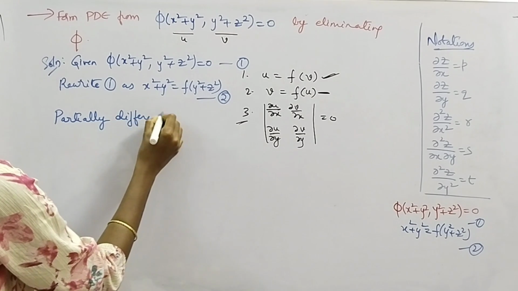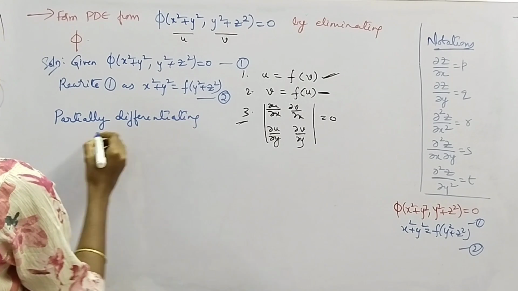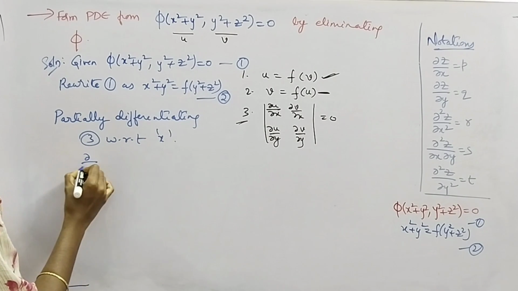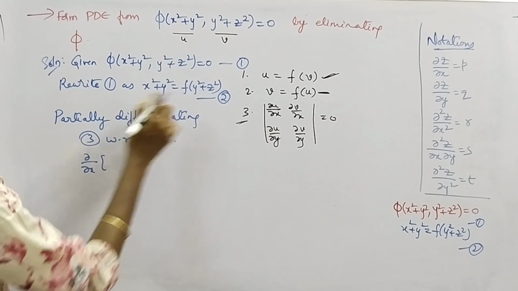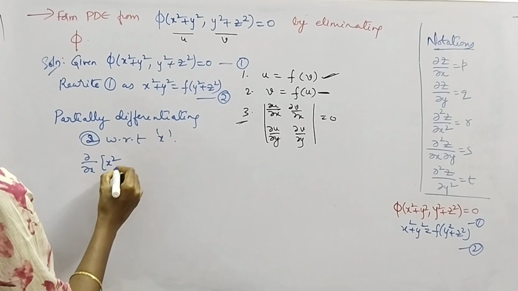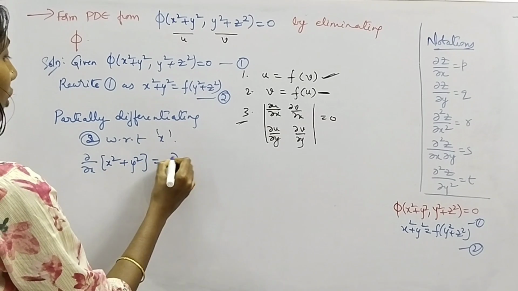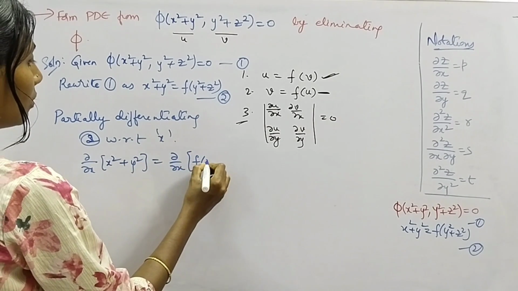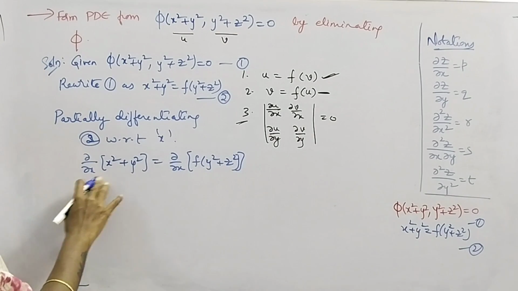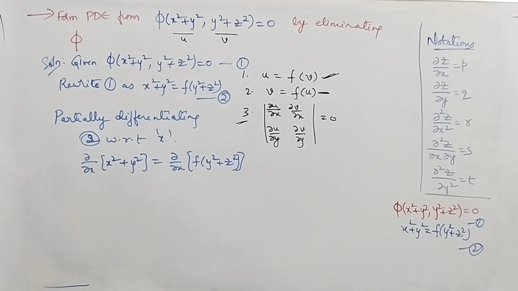Partially differentiating 2 with respect to x. Just apply dou by dou x on both sides of 2, in order to avoid mistakes. We usually make mistakes if we don't apply dou by dou x on both sides of the equation, so I'm writing it. If you are really familiar with partial differential equations, if you are really good at them, you can just skip it.